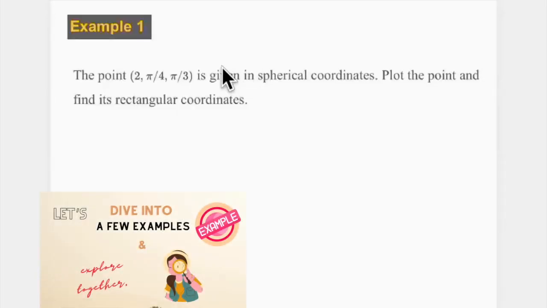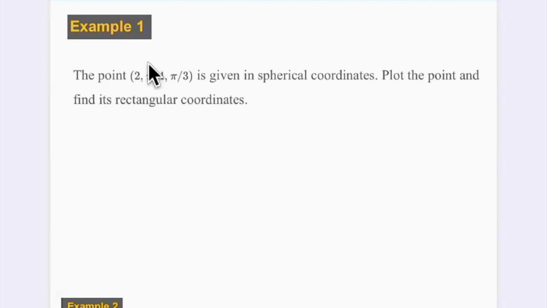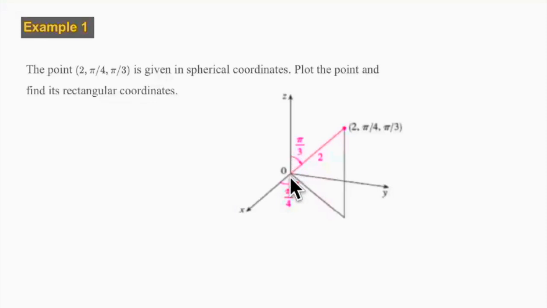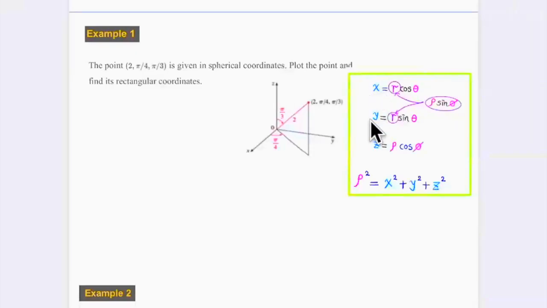Let's try some examples. Example 1. This point (2, pi over 4, pi over 3) is given in spherical coordinates. Plug the point in and find the rectangular coordinates. So we plug the point here. Rho is 2. Theta here is pi over 4. And phi is pi over 3. And here's the point. Now we can find its rectangular coordinates x, y, z using all these formulas.